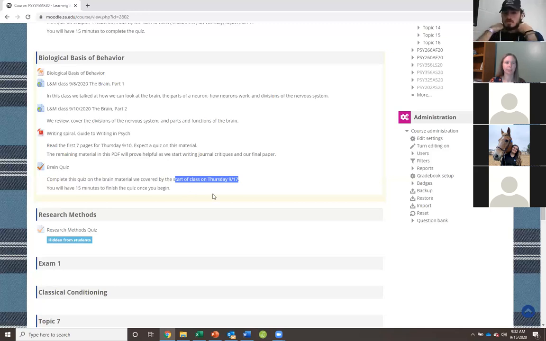You have 15 minutes to complete the quiz once you start it. And it's just over the material that we've covered about the brain. So parts of the neuron, how neurons function, neurotransmitters. I can't remember, but I don't think there are endocrine system questions on there. Oh, neuroimaging, so MRI, fMRI, that kind of stuff's on there too. Any questions about the quiz?